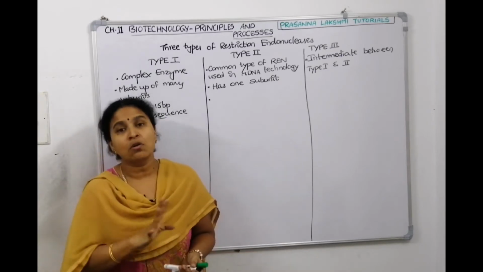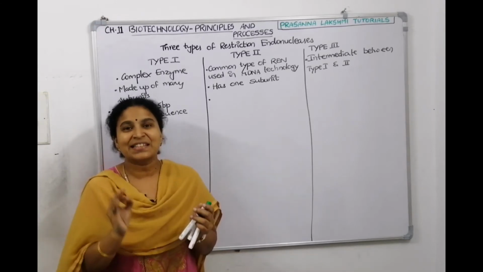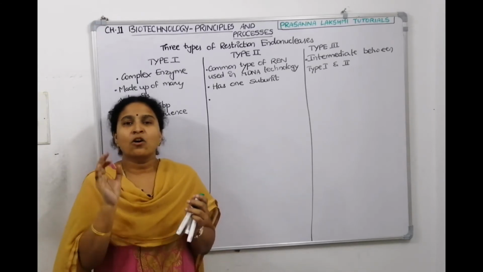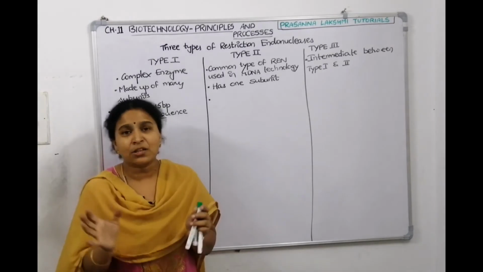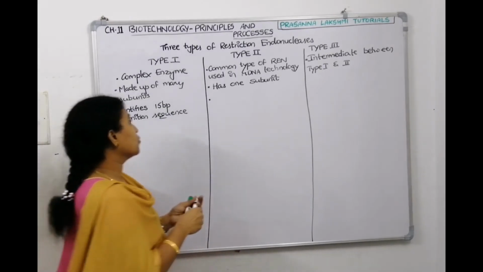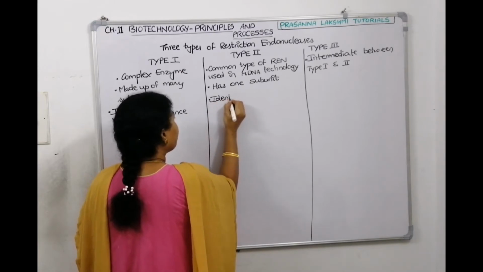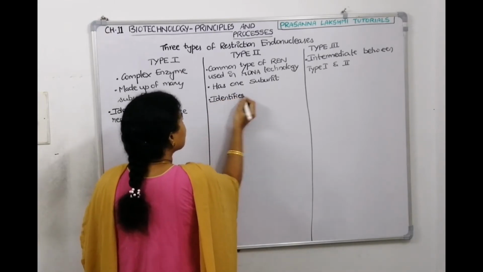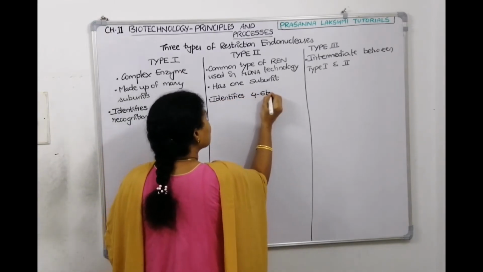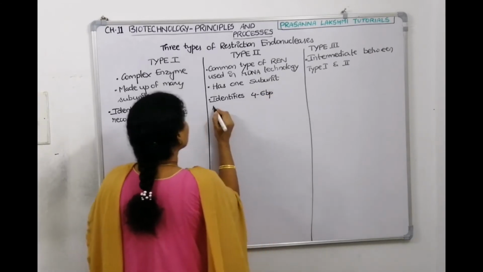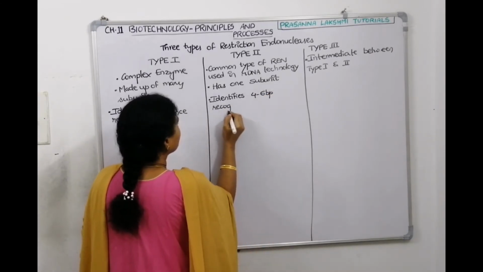GAATTC, 6. No, type 2 restriction enzymes' recognition sites are of 4 to 6 base pairs only, not so big, right? So, let us write down here: type 2 enzymes identify 4 to 6 base pairs recognition sequences only. Good, no?